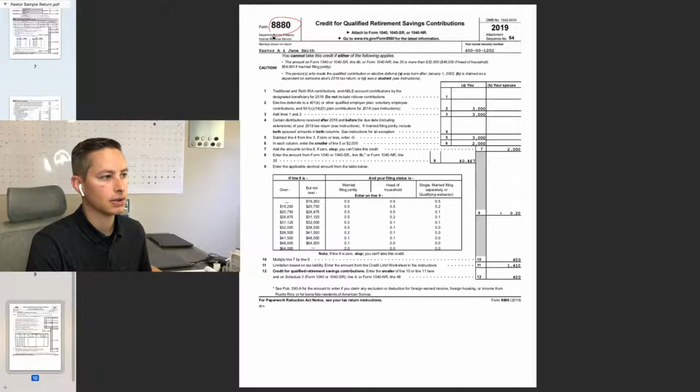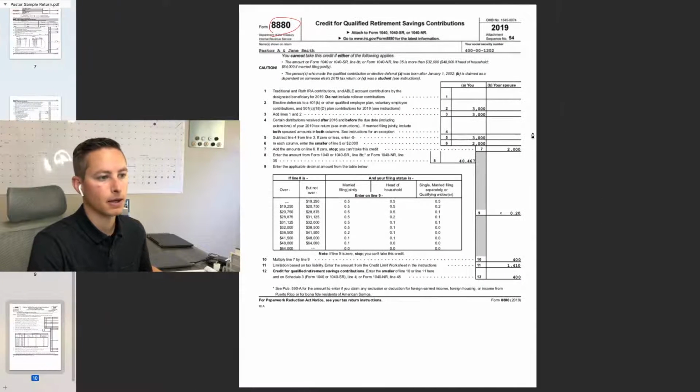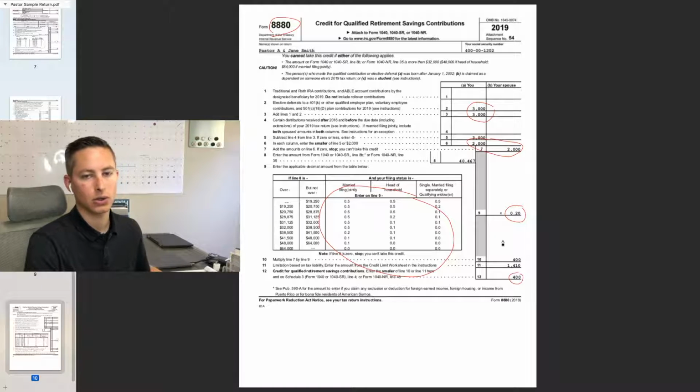Our 8880 is our qualified retirement savings contribution. So if you remember from our W-2, the pastor put $3,000 into his 403(b) retirement plan. And so that $3,000 comes in here on this schedule. You get a maximum credit for $2,000 per spouse. So if the wife had also put in $2,000, she would get to add that here. She didn't in this example. So again, based on their income level, they get a 20% tax credit for what they have saved in their retirement plan, which is $400, also carried to that previous schedule.